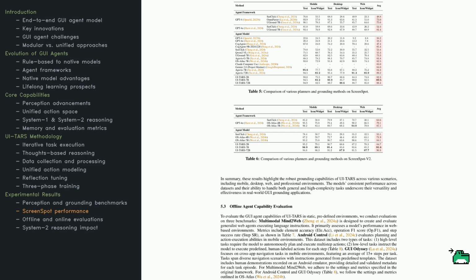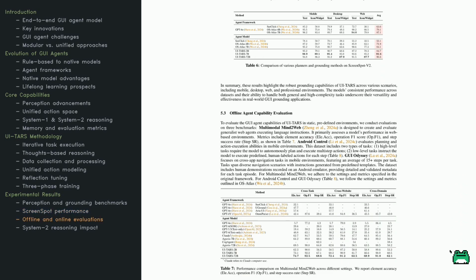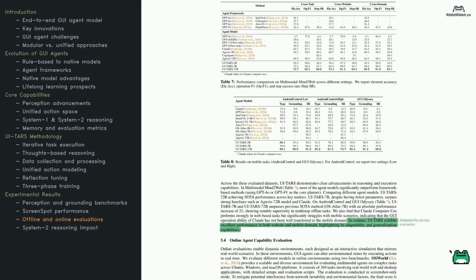Then we shift to offline agent capability evaluations, like Multimodal Mind2Web and Android Control. These are static tasks where you can see if the agent chooses the correct actions step by step. This is a great segue into how UITARS fares in both static and dynamic tests, highlighting its ability to adapt across different contexts. Taking a look at Table 7 for the Multimodal Mind2Web benchmark, you'll see UITARS 72B leading in element accuracy, Operation F1, and success rates. That means it can handle a wide range of website tasks reliably, outperforming rivals like GPT-4o and Aguvis 72B.